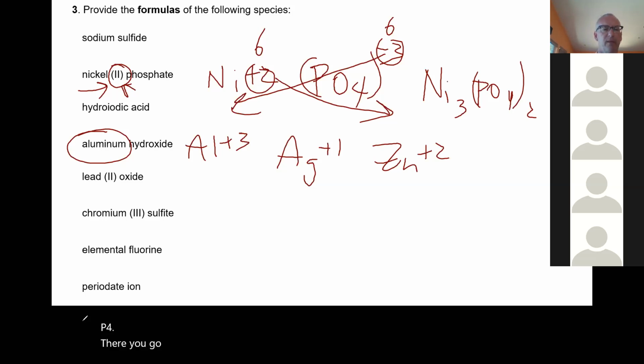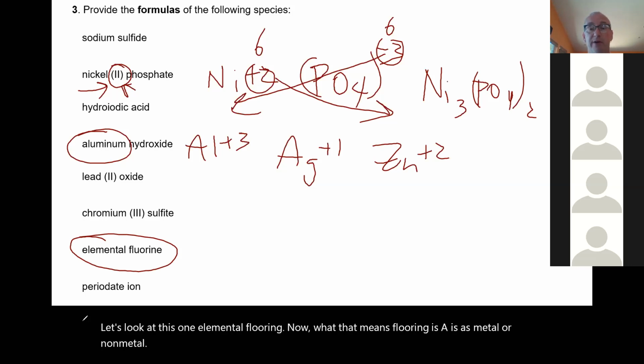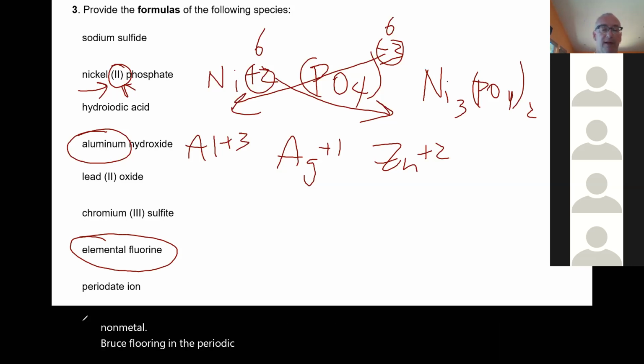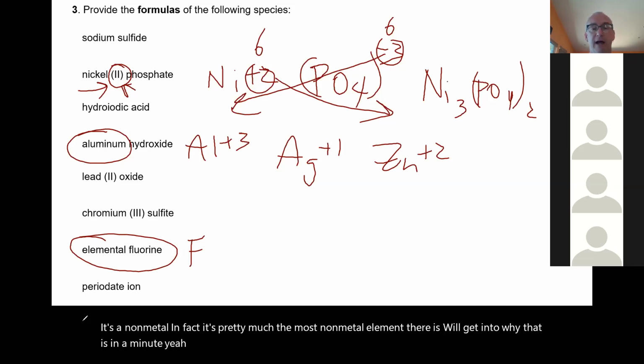Now, let's look at this one, elemental fluorine. What that means: is fluorine a metal or non-metal? Where's fluorine in the periodic table? It's F. It's a non-metal. In fact, it's pretty much the most non-metal element there is. We'll get into why that is in a minute. Yeah, it's super not a metal.